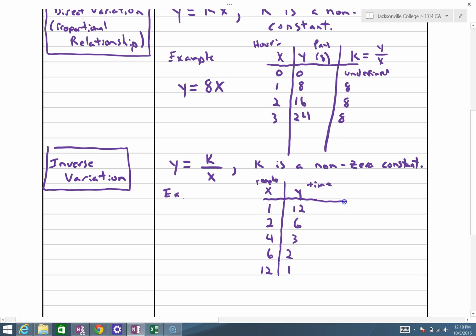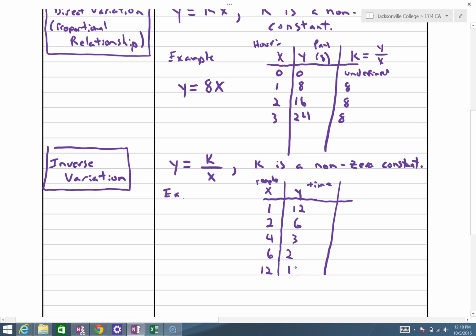Here we see a different relationship. Here with this k positive as x increased, y increased. But here, as our x increased, the y decreased, because we're dividing by that x. The more we divide by, the smaller the quotient. All right? So the more people we had doing the job, the less it took.